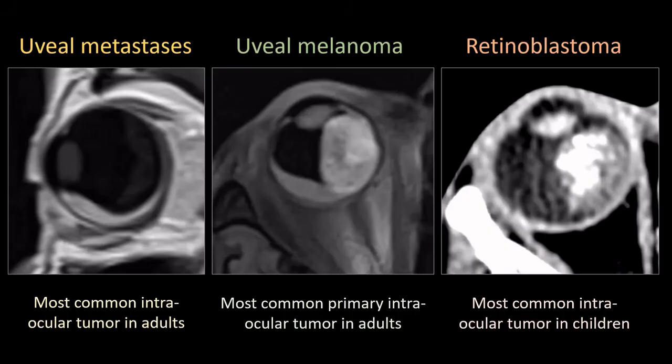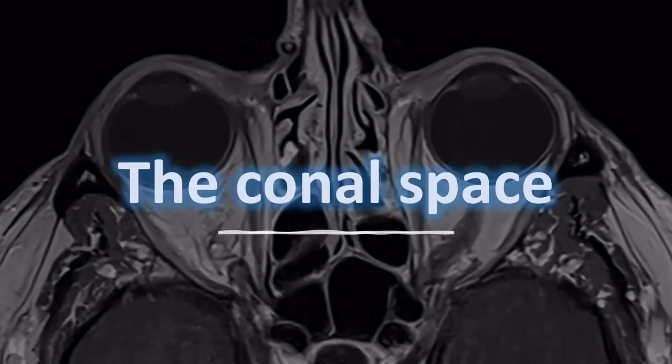Also keep in mind that if you see a retinal or a choroid detachment, especially in older patients, especially if there's a history of malignancy, do contrast enhanced images to rule out an underlying tumor. And this concludes my presentation on anatomy and pathology of the eyeball. The next part of this presentation will be about the conal space, so the extraocular muscles.